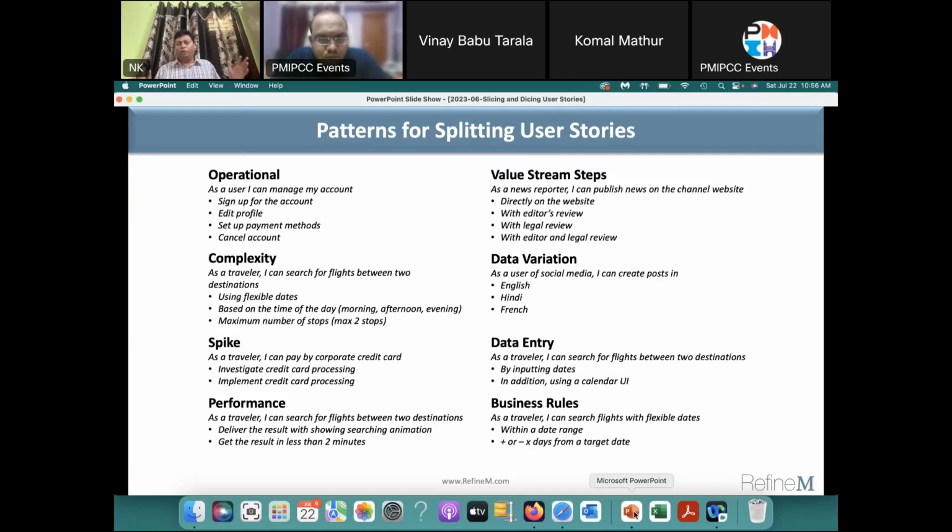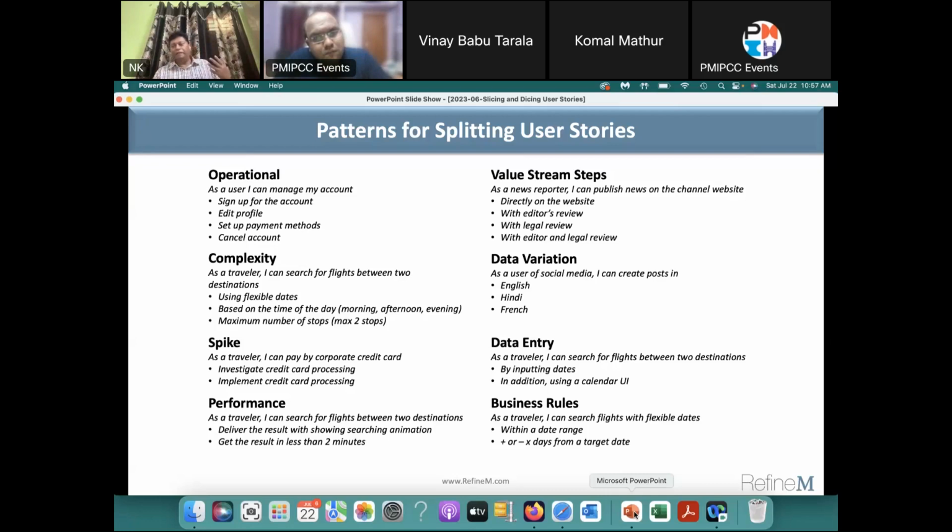I'll be more than happy to learn if anybody can think about any other pattern or scenario that one should look for in splitting the stories. This one slide is pretty valuable. Just this one slide for you if you want to split larger stories into smaller stories, a 20-point user story into 5 and 8 and 3 and those kinds of things, right?